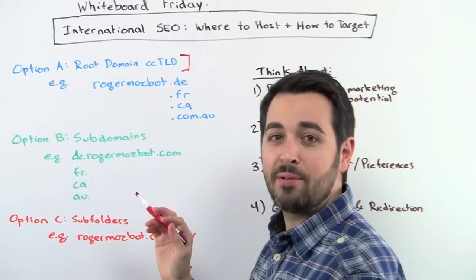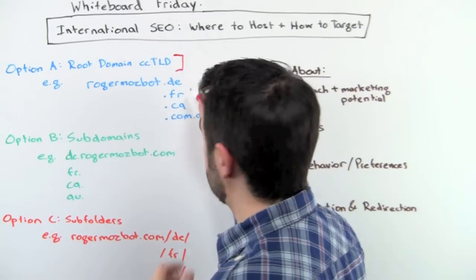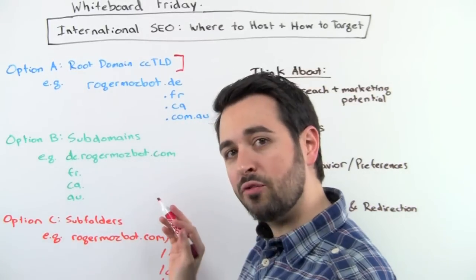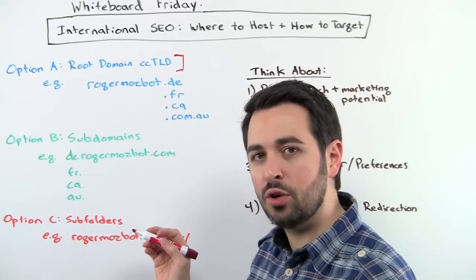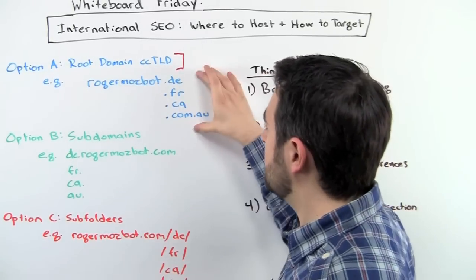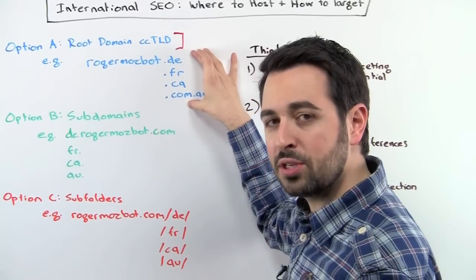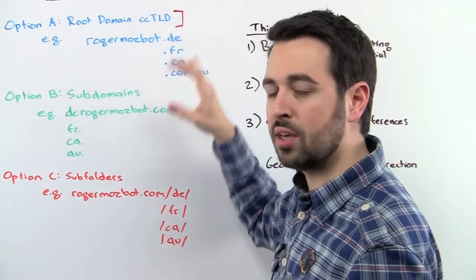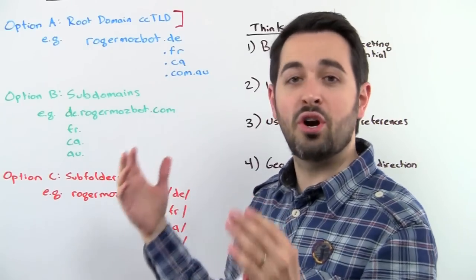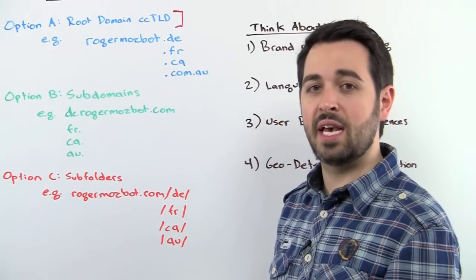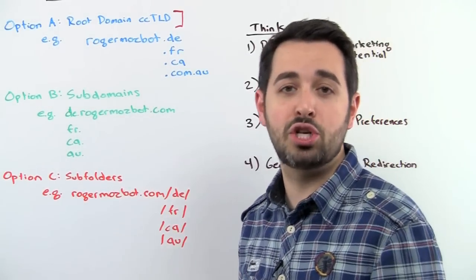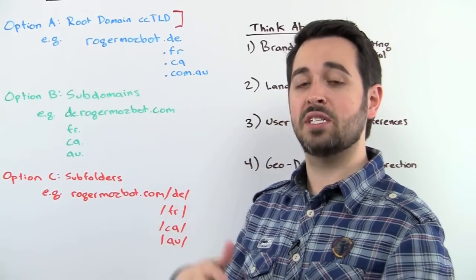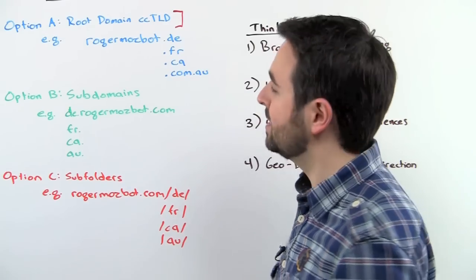So Roger Mozbot, right, he's got his .de site, and that's for Germany, and then he's got a .fr one, that's for France, a .ca one for his Canada stuff, .com.au for Australia. This is an option, right? He can build all these separate domains, own each of them, put different content on them according to the language and the preferences of the people there, target those currencies if he's got something to sell, make sure that they are regional friendly, that the hosting is in each of those countries so it comes up the fastest and so the engines know that that's where he's based.